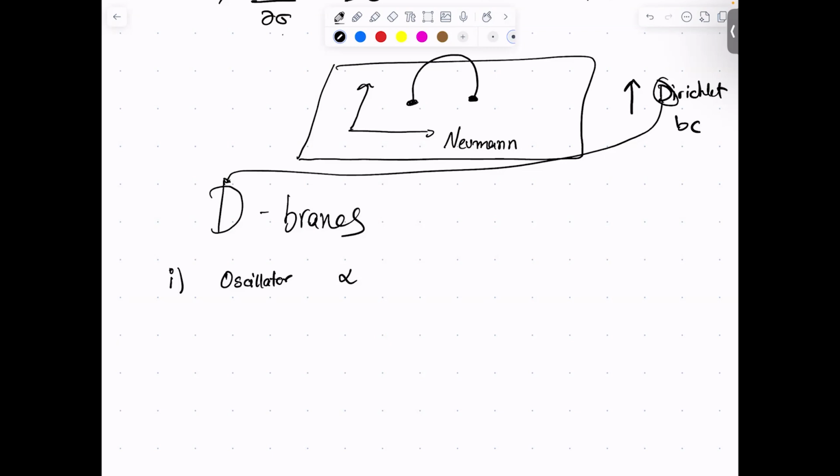These extended objects we are calling D branes because of the Dirichlet boundary condition, and branes because they are extended objects that come from the word membranes. So a D2 brane would be the sheet of paper. A D3 brane would be our 3D world, like a cube maybe.